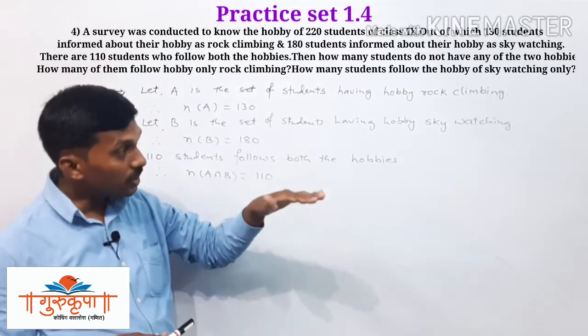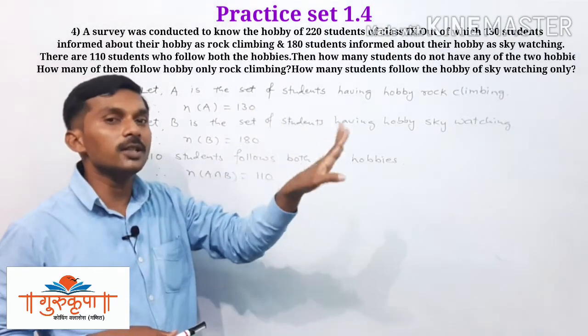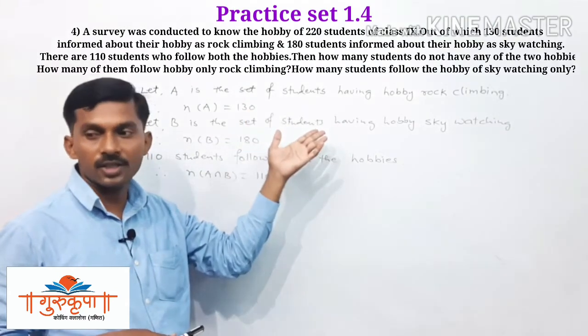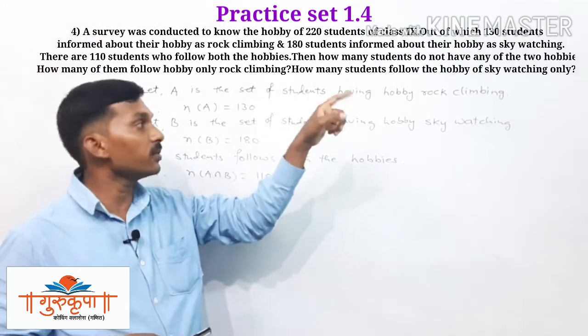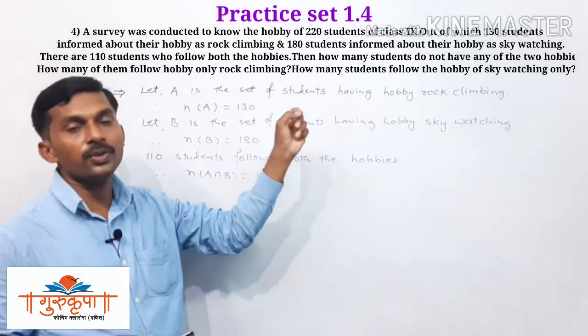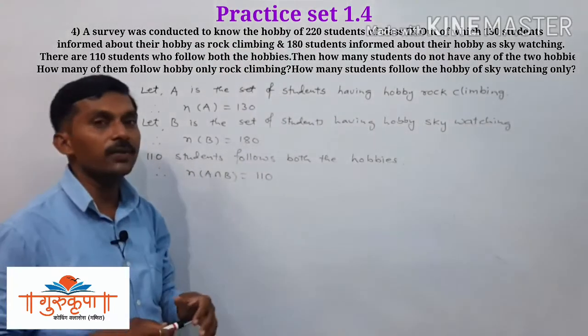So here the universal set is different and A union B is different. Here the universal set is different. It is given that there are 220 students in the 9th class. So the universal set, number of U, is equal to 220. But here now we have to find A union B.